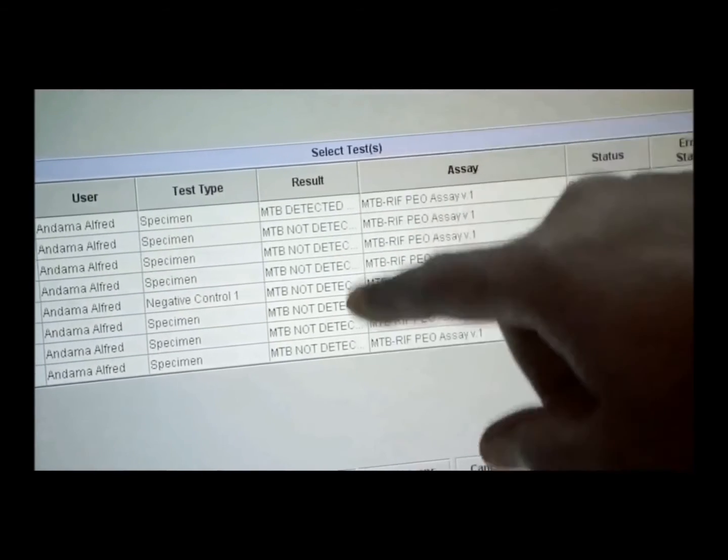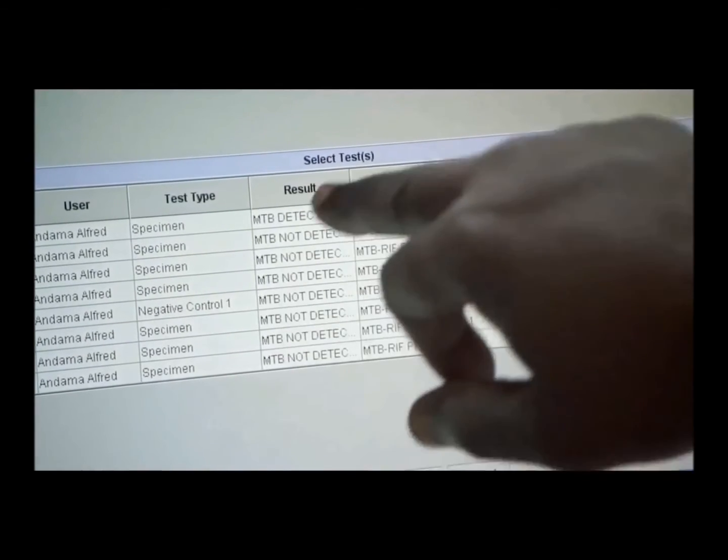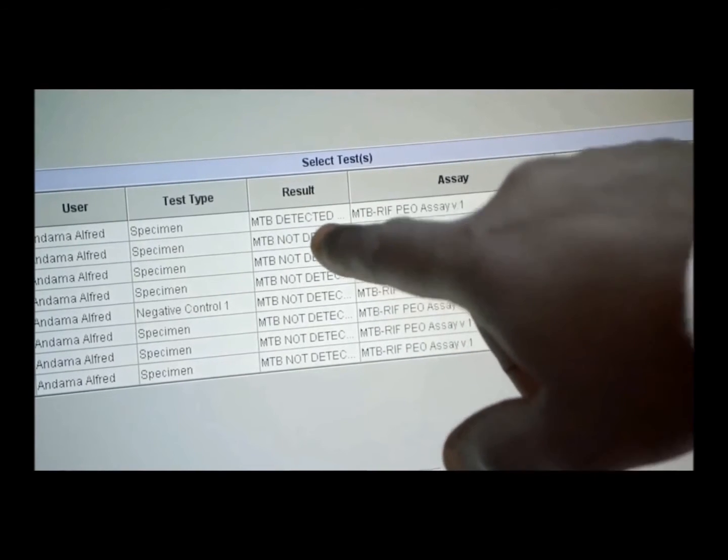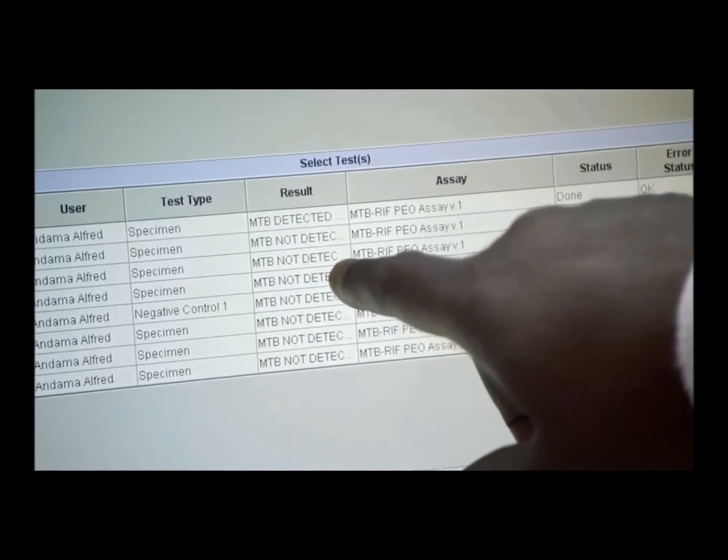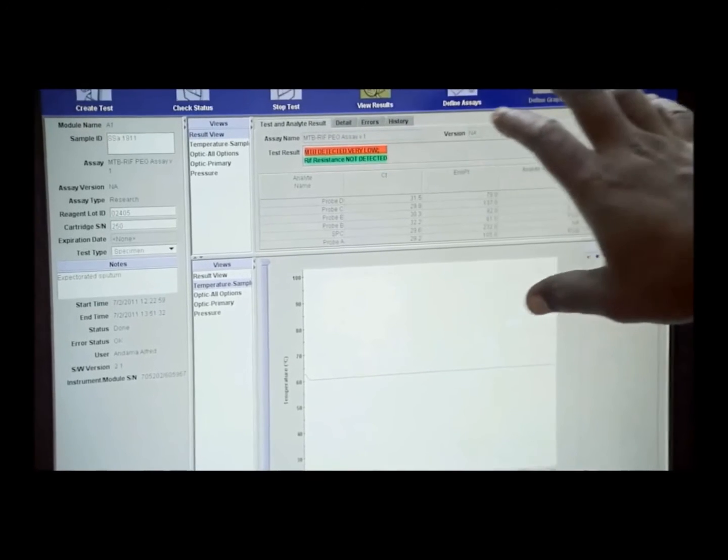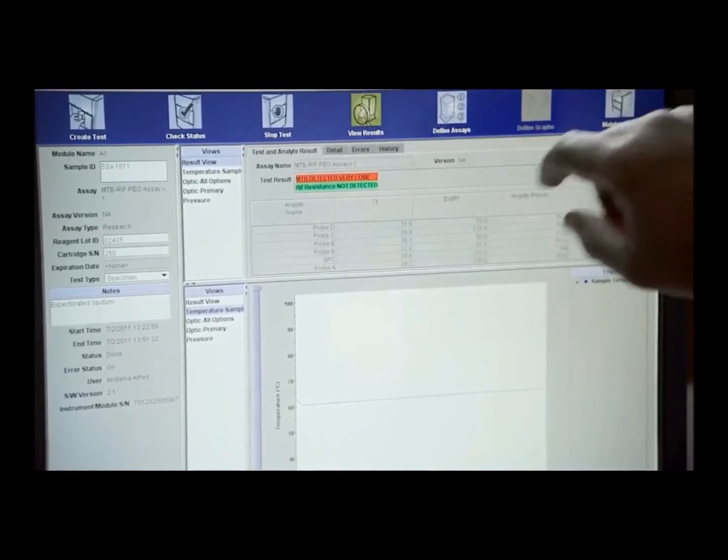And the results, as you can see in the results column, the first one is MTB detected, and the rest are MTB not detected. In the assays, you find that where MTB was detected, there was no rifampicin resistance detected.